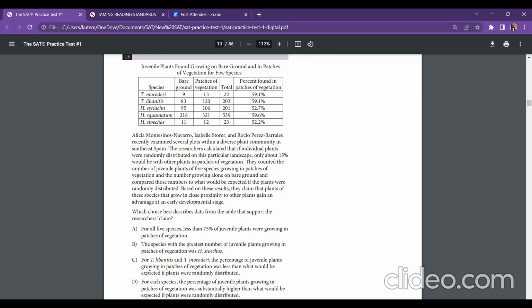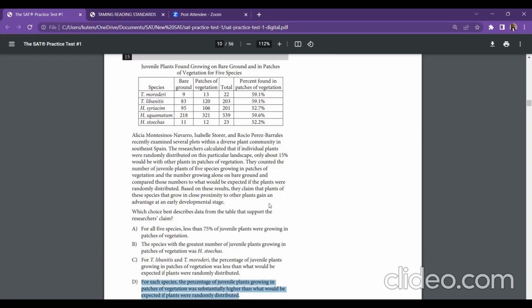Then C says for TL and TM, the percentage of juvenile plants growing in patches of vegetation was less than what would be expected if plants were randomly distributed. This is kind of the opposite, because what they're saying is if they grow in patches, it would be better. But this is saying the percentage in patches was less. And then D says for each species, the percentage of juvenile plants growing in patches of vegetation was substantially higher than what would be expected if they were randomly distributed. So D definitely is supporting the claim, right? Because we're saying it would be better if they're in patches. And this supports because it's saying they grow better in patches than on bare ground.